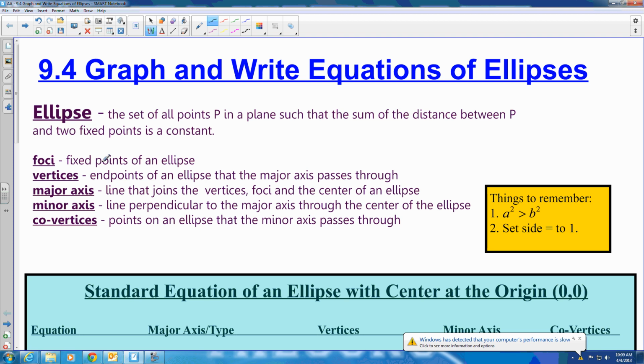Some of this may be a little bit complex initially, but once you start seeing the examples, it really isn't that bad. An ellipse consists of 5 major parts, one of which is the foci. Next are the vertices, the major axis and the minor axis, and then lastly the co-vertices. All those definitions are in our notes, and they're going to help us graph and write equations for ellipses.